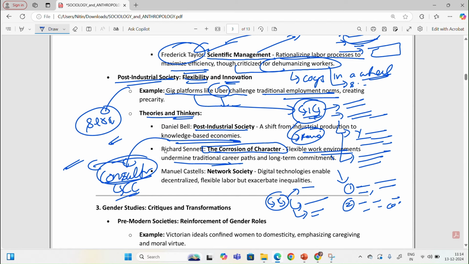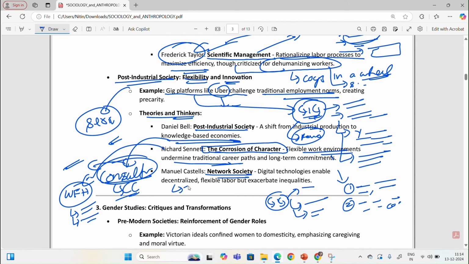Or the best example is work from home. Now everybody knows that at work from home, those who don't want to work do not work, and they often think of it as a paid holiday. So that's what corrosion of character is. And then you have something known as network societies.